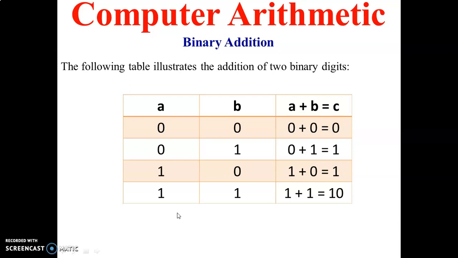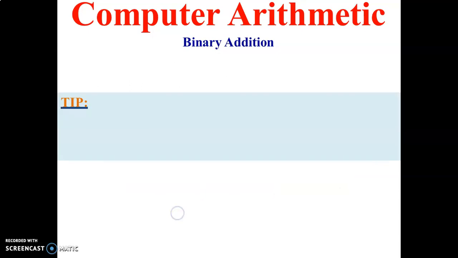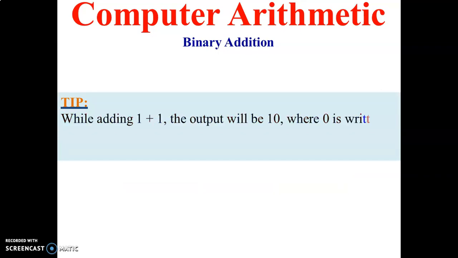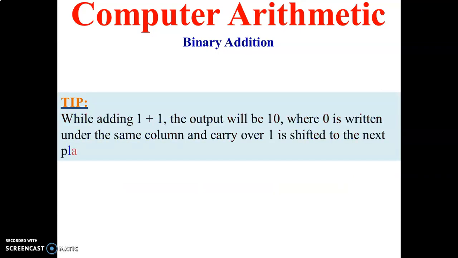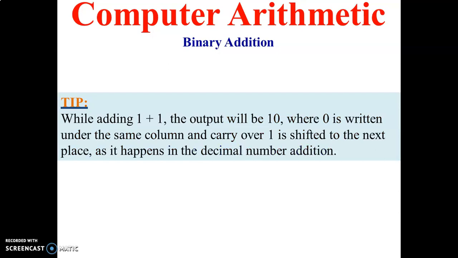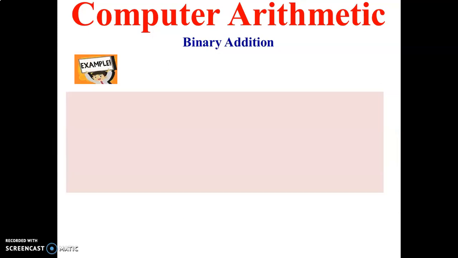But if you have other numbers to add, then you have to use 0 as a result and 1 as a carry. We do that in decimal numbers as well. So I want to share a thing. While adding 1 plus 1, the output will be 10, where 0 is written under the same column and carry over 1 is shifted to the next place, as it happens in decimal number addition. Now we will understand this with an example.